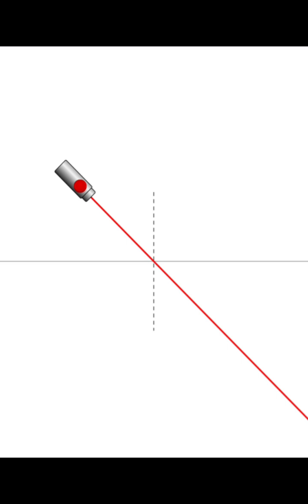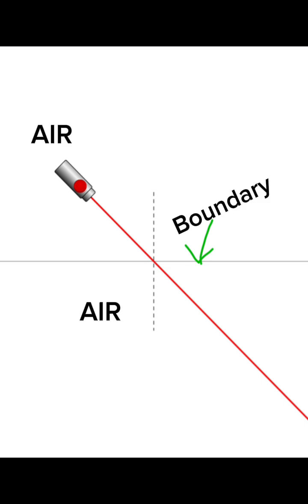Okay, let's look at this. Look at this red light that is coming from a medium to a medium. As the light passes through this boundary, this horizontal line separating two media, the first medium is air and the second medium is also air. You can see that nothing happened to the light, it went straight, it didn't deviate because these two media are the same. We have air in medium 1 and air in medium 2.